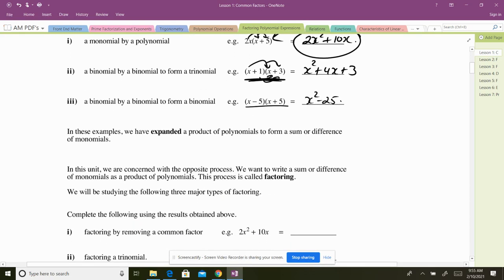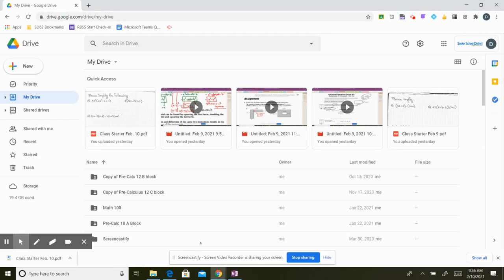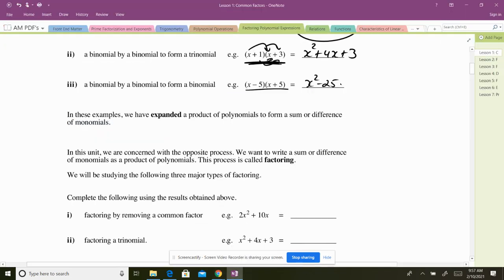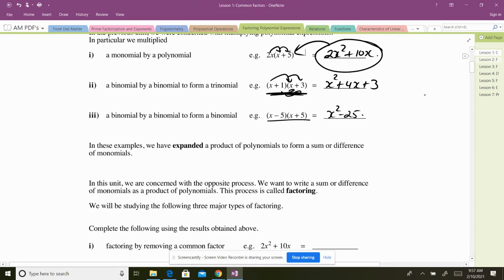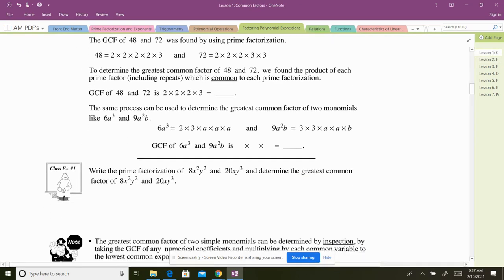So we're going to go to the next page, please. Page 182. And just give me 1 sec here. Okay. So page 182. No, I'm gonna scroll. Okay, here we go. Greatest common factor.